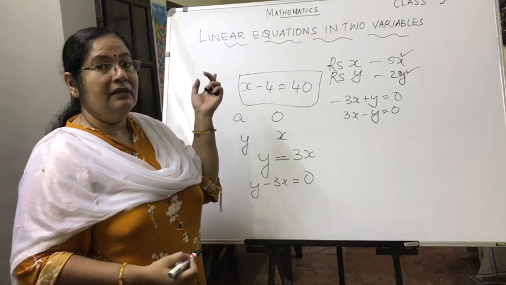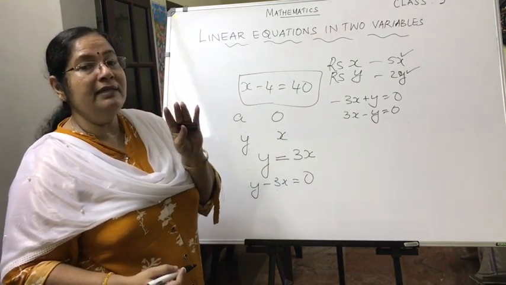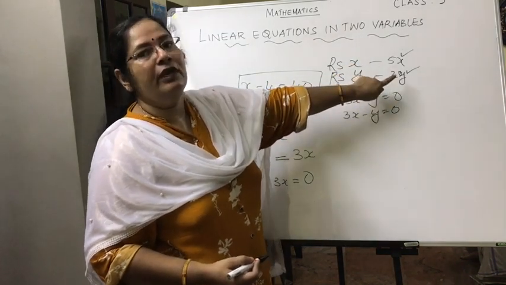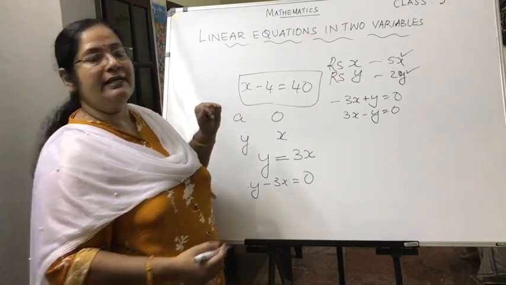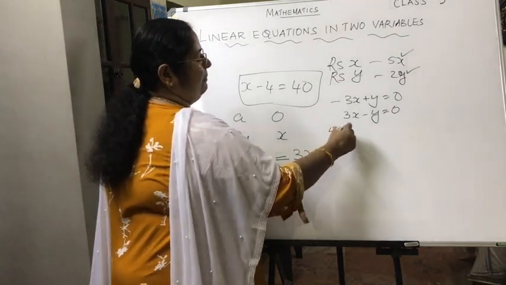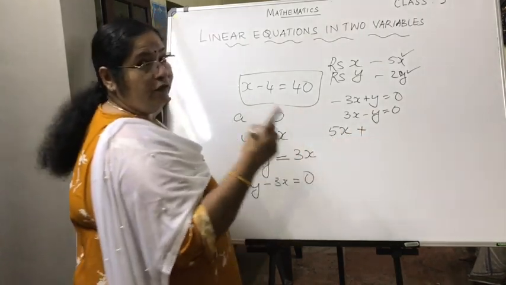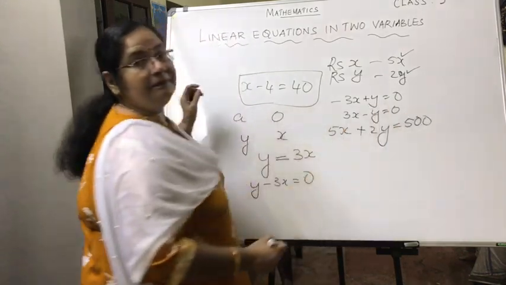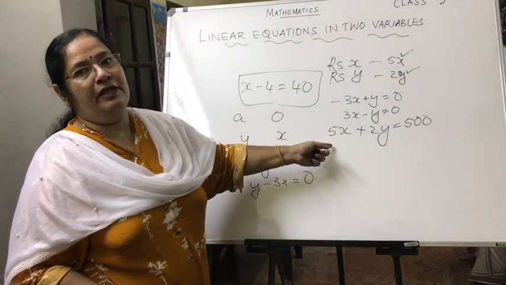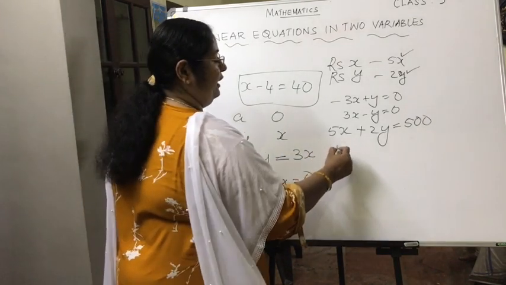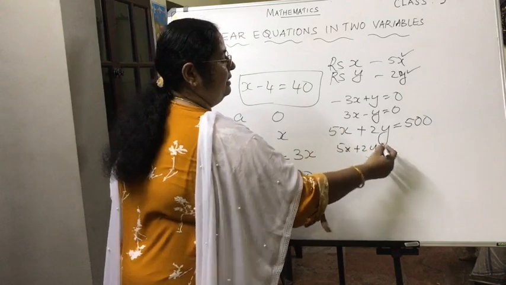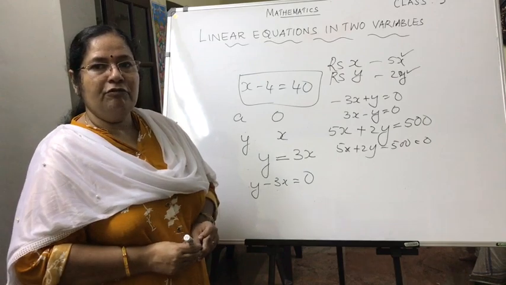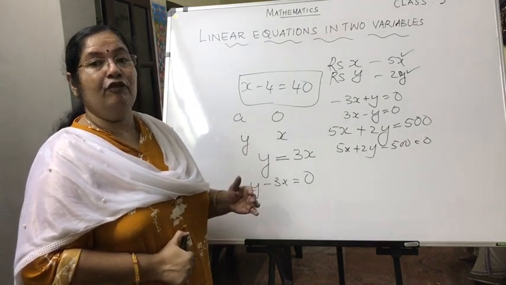Now what was the statement? Both of these together, the amount I have to pay is rupees 500. So this cost plus this cost is together 500. So how will you write that as an equation? Cost of 5 kg apples 5x plus cost of 2 kg oranges 2y is equal to 500. This is a linear equation in two variables. Now if you want to write the standard form, 5x plus 2y, bring the 500 to this side, minus 500 is equal to 0. So understood how to write the mathematical form for a given statement.